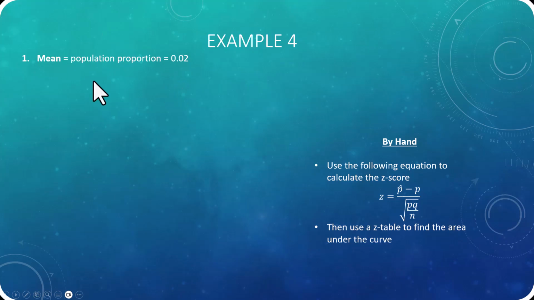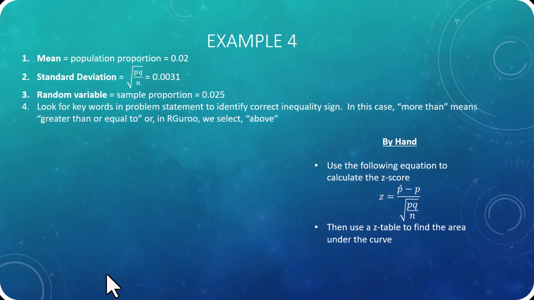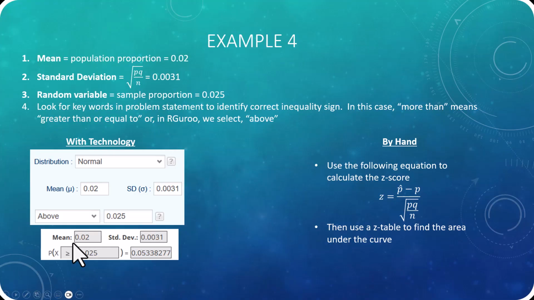So recall that, again, we are treating our population proportion as the mean. So that's what's going to go in the space that says mean. We already calculated our standard deviation as the square root of pq over n. And then remember, our random variable is our sample proportion. And again, the keyword in our particular case is more than, so we're going to select the greater than or equal to symbol, or above if it's our guru.